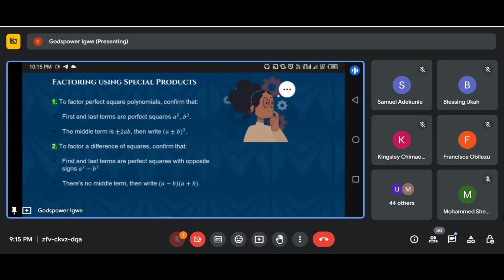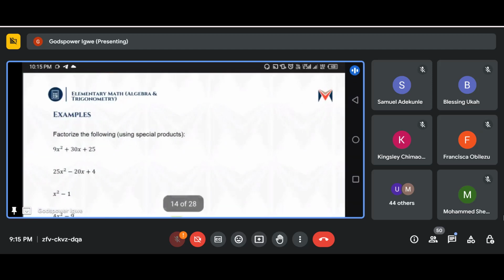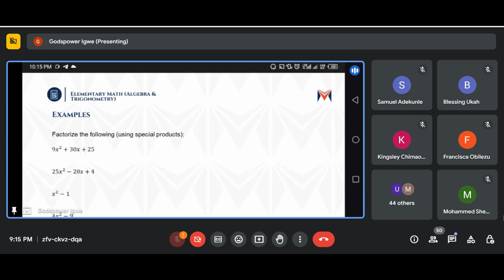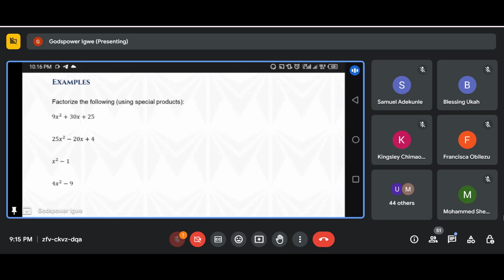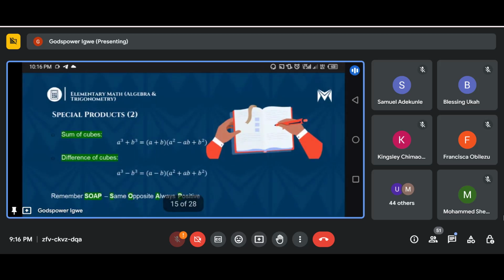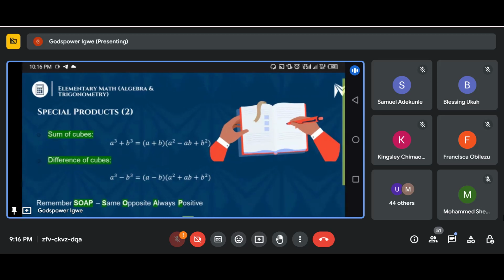Factorization using special products. All this one is quadratic equation. Factorize the following using special products. So use the quadratic formula. Who does not know the quadratic formula? Is there anybody that does not know the quadratic formula? Oh, but you can solve all this with special products again. They are giving us another shortcut here.